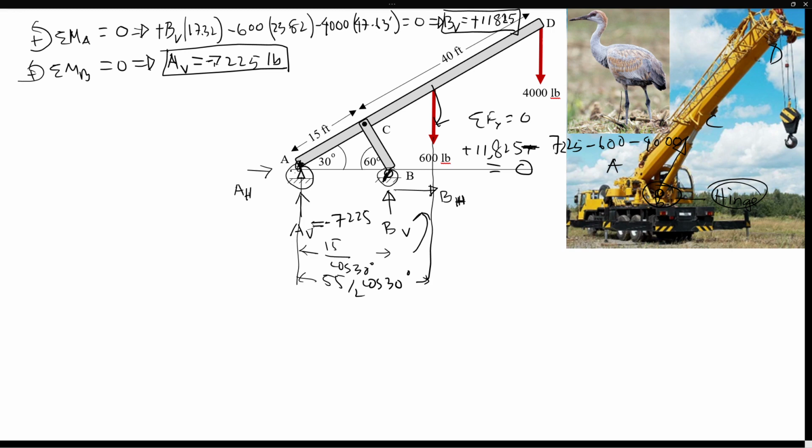Now we also have two more variables here. So if we do summation of Fx is equal to 0, then AH plus BH, the horizontal components, everything sums to 0.